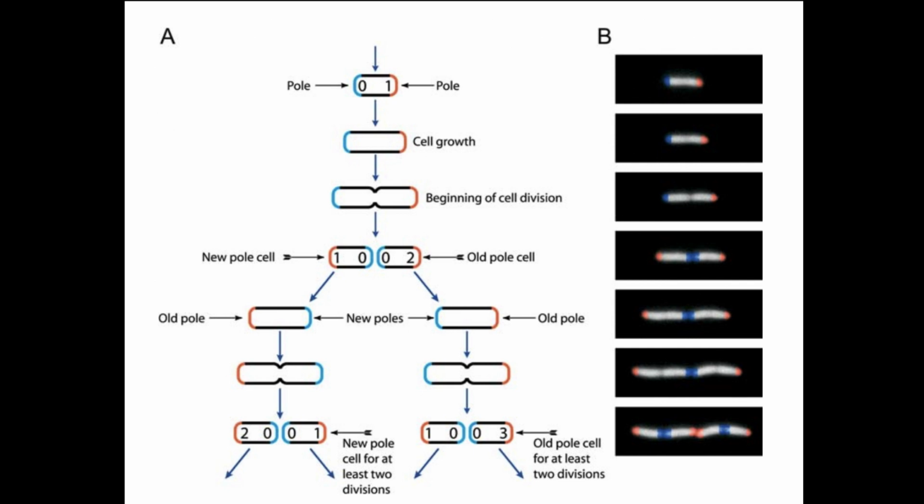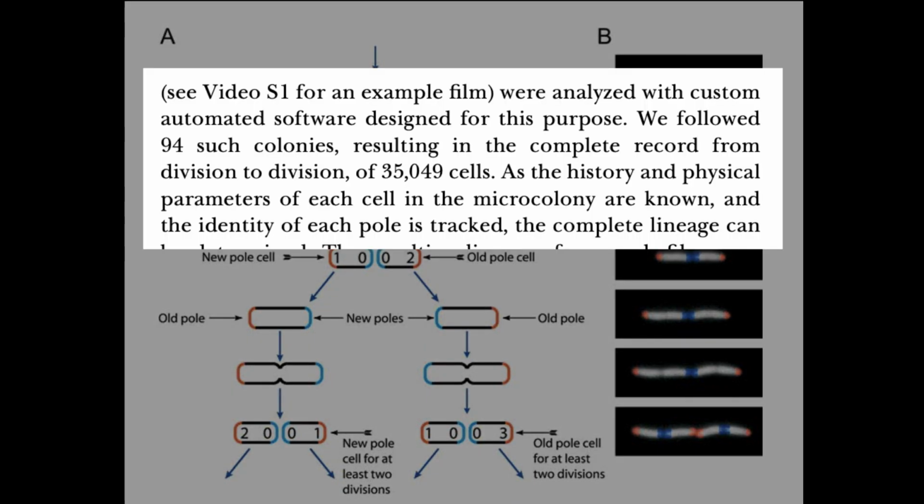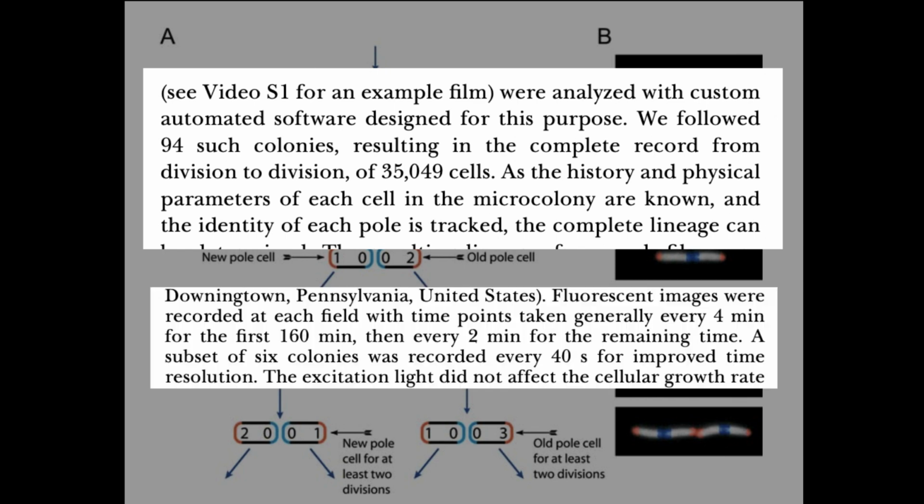How did they test this hypothesis, you ask? Well, they took more pictures. A lot more pictures. They tracked the formation of entire colonies from a single bacteria. 94 colonies and over 35,000 bacteria, with pictures at least every 4 minutes. After all this work, this is what they have learned.